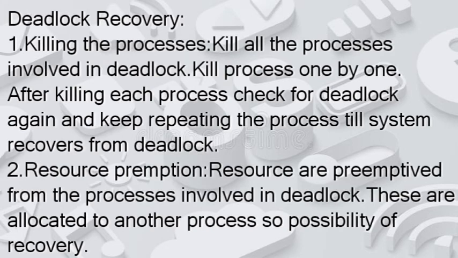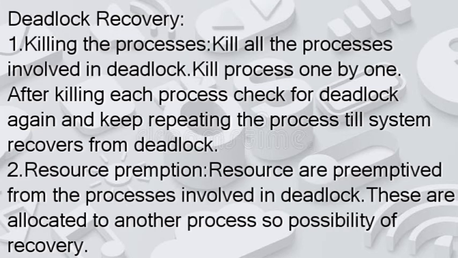Now, when I'm talking about deadlock recovery, what do we mean by deadlock recovery? Number one, killing the processes. Whenever you're using a system or a mobile phone, there's a task manager option where you can kill the processes. So basically, kill all the processes involved in the deadlock, or kill processes one by one. After killing each process, check for deadlock again and keep repeating the process kill until the system recovers from the deadlock.